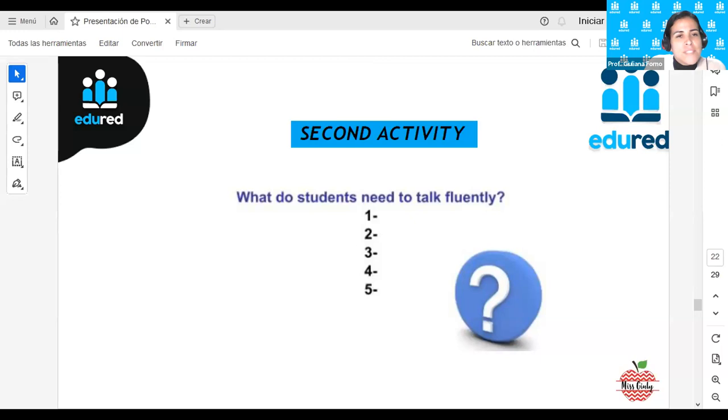What do students need to talk fluently? What do you think your students need to be fluent? Come on. I will write the question in the chat. What do students need to talk fluently? What do you think your students need to be fluent?